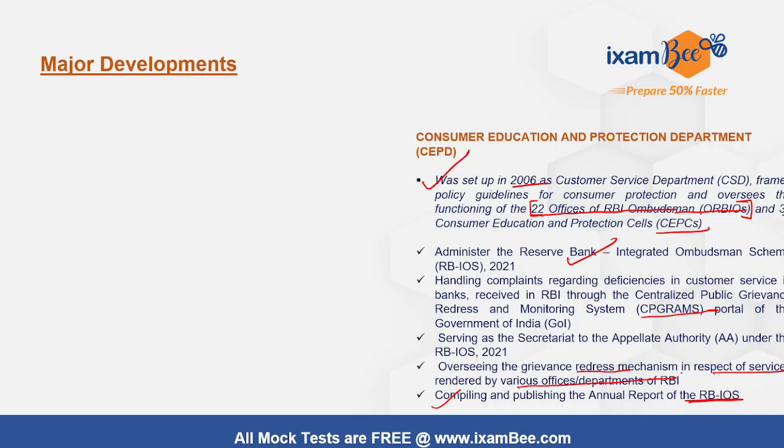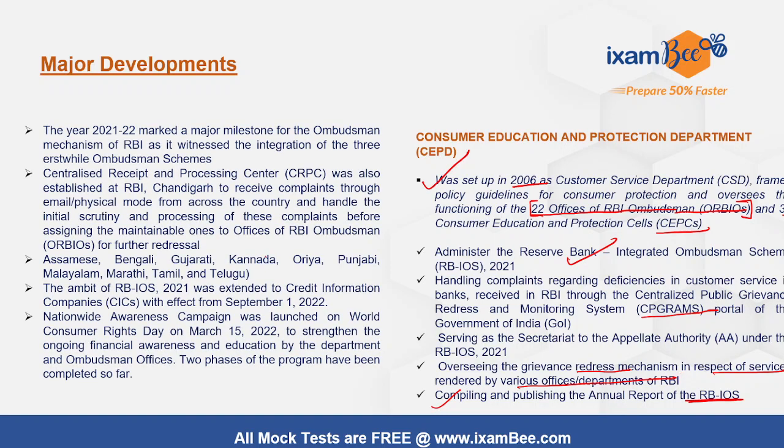So what are the major developments that have happened in this banking ombudsman scheme, and that are highlighted in this annual report? First and foremost is the primary one, the functional milestone that we have discussed, the integration of the three existing banking ombudsman schemes that was done in November 2021 to be called the Integrated Ombudsman Scheme, right?